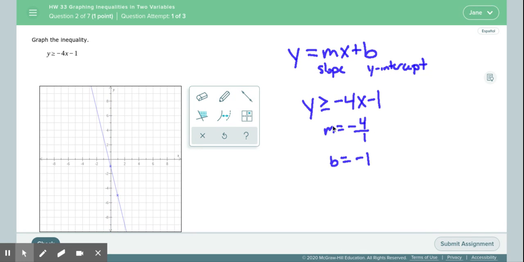All right, so here is my line. Now, I'm not finished with this question yet. Had this just been an equals, this would be my equation, and I would have graphed my line.